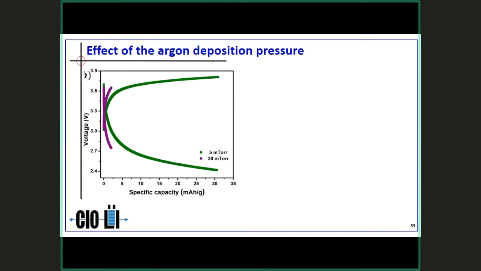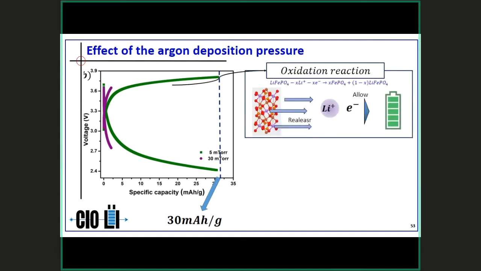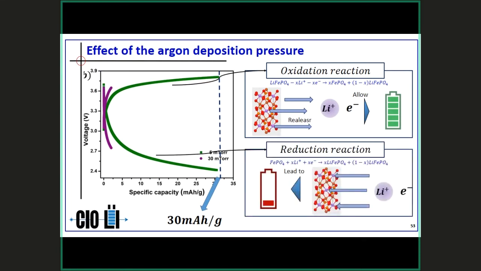I just drew a dotted line here, and right from the x-axis we can read the maximum energy that this material can store. So with the value, this material has a specific capacity of 30 milliampere hour in just 1 gram. The charge property is telling us that we have the oxidation reaction, and the discharge property is showing us the reduction reaction. So this is in terms of the material that was produced at 5 millitor.